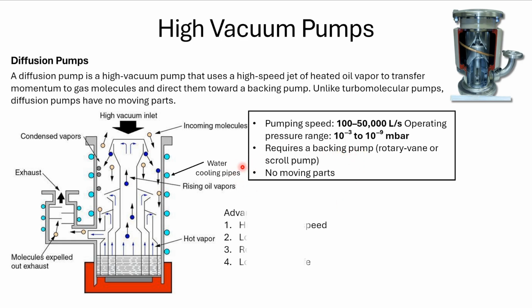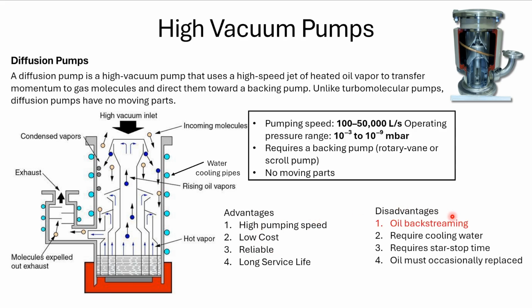The main advantages are high pumping speed, low cost, reliability, and very long service life, but you have to change the oil. And the other issue is oil backstreaming. What does it mean? This oil inside the pump can go to the UHV system and you will have to bake your system if this happens. It requires cooling water, so you may need a chiller. It requires a start-stop time of 30 minutes to 1 hour, it changes. And oil must occasionally be replaced in the pump.